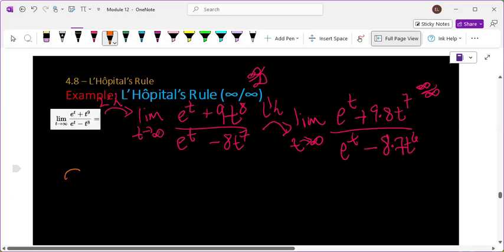So I'm gonna, several derivatives later, insert SpongeBob meme here.